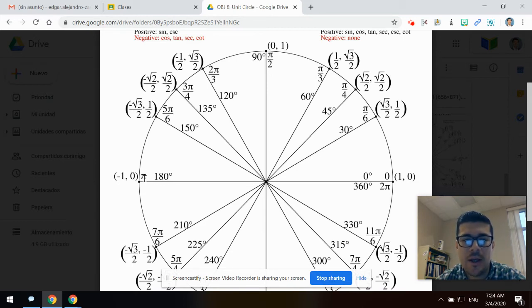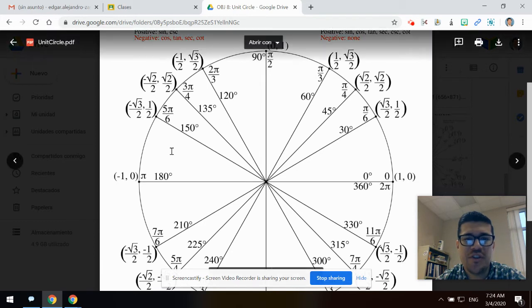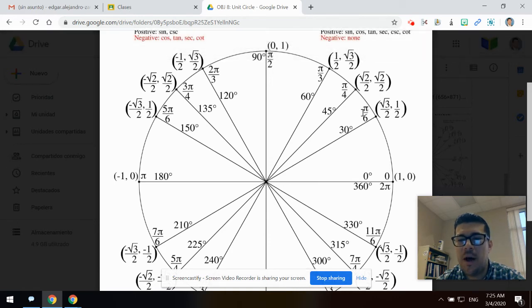If 180 is pi, then half of 180, which is 90, would be half a pi. That's why you see at 90 degrees is pi over 2. And so on and so forth. We can look at fractions. Half of pi over 2 would be a fourth. So half of 90 is 45. If we look at 45 degrees, that's pi over 4. A third of pi over 2 would be a sixth. So a third of 90, which is 30, is 1/6 of a pi.